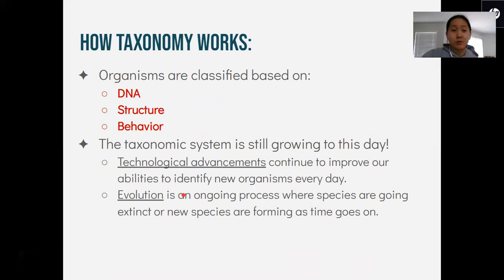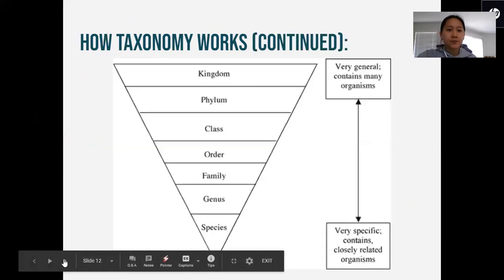Evolution also is obviously an ongoing process where species are going extinct or new species are forming as time goes. Like we just talked about in day 3, evolution is going to continually cause new things to pop up. So when new things pop up, we have to figure out what they're related to, where they came from, how we're going to categorize them. And that is what taxonomy is for.